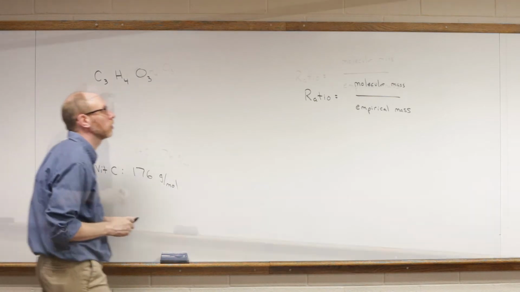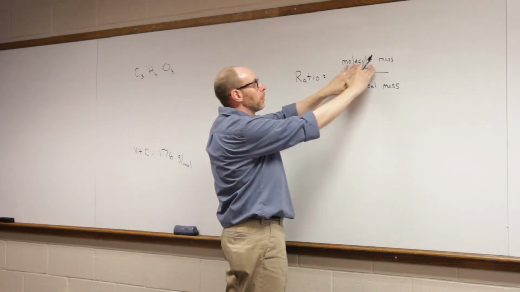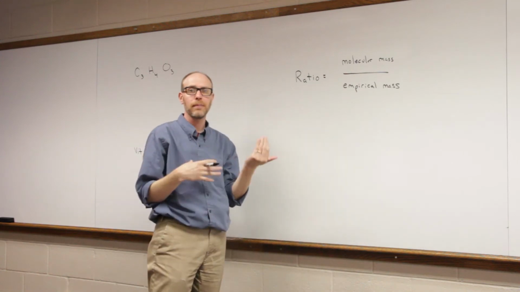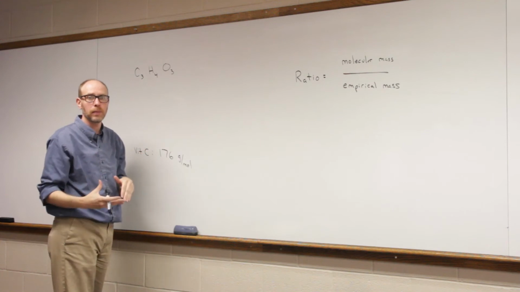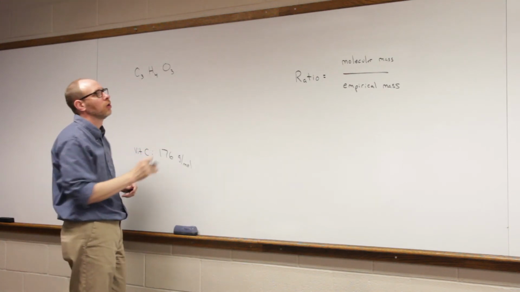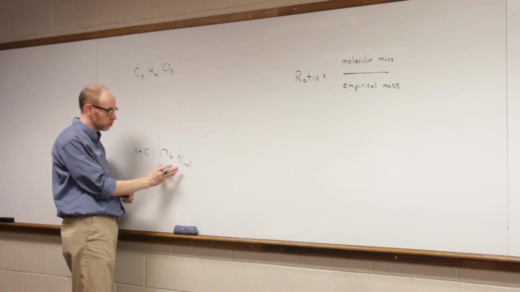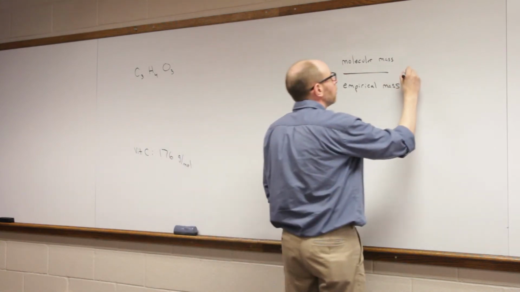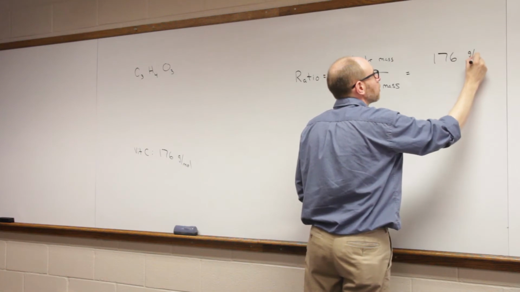But we're going to need to know two things. First, we're going to look at this ratio: the ratio of the molecular mass, the molar mass of the compound, to the empirical mass, which is the mass of the formula that we determined in the empirical formula calculation process. We've already determined by mass spectrometry that the molar mass of that compound is 176 grams per mole.